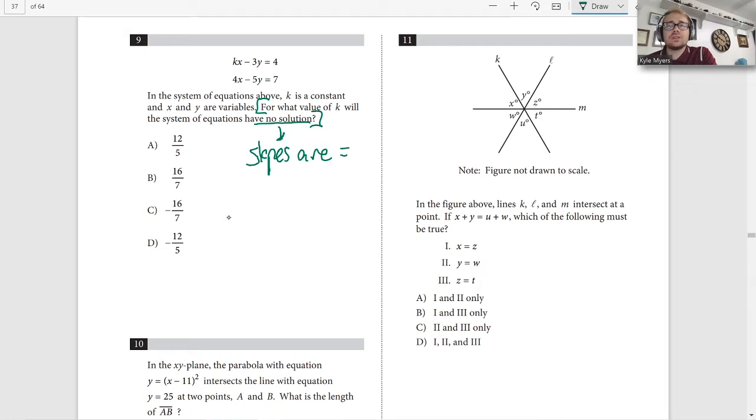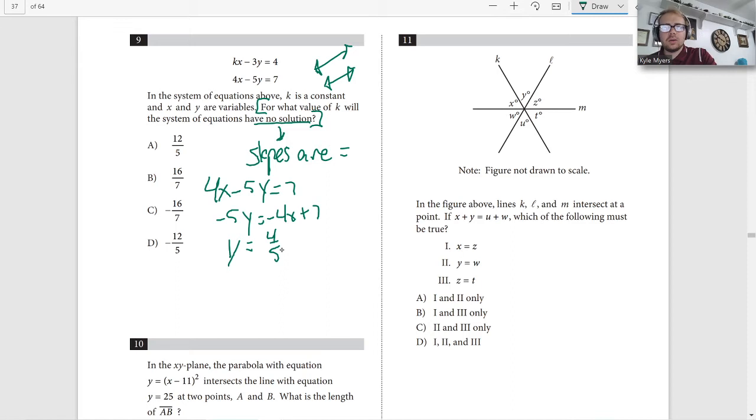If there's no solution, then the slopes have to be the same, right? The lines would never cross. That's how there's no solution. They never cross, so there's no solution. All right, let's start with the second one. 4x minus 5y equals 7. So let's subtract 4x. Plus 7. y equals, and I'll just stop with the slope. I don't need to keep going. I would divide by negative 5 on both sides, so the slope is 4/5.